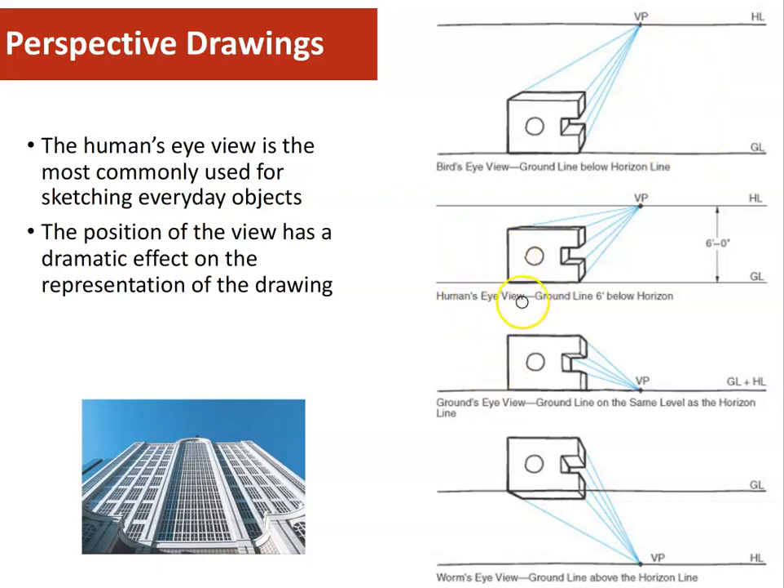And then for the human's eye view, we see quite short between the horizontal line and the ground line, and the vanishing point is still on the horizontal line. For ground's eye view, you can imagine that you are laying on the road. You put your head on the road and you are trying to view this object with your head on the road. So what you see is the vanishing point, the ground line, and also the horizontal line are all at the same point. It is different compared to the human's eye view where you are standing.